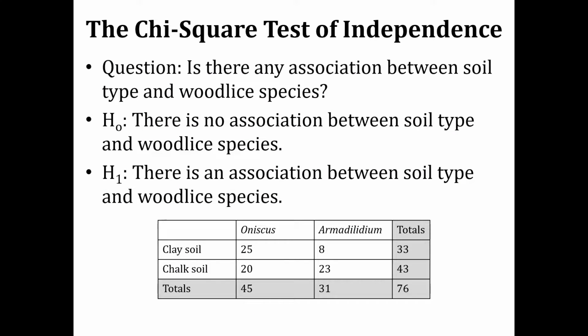Okay, and now coming back to our example that we were discussing. Our example was that quadrats were placed into 2 woodlands, and then the number of woodlice species were counted. So the question is, is there any association between soil type and the woodlice species? The null hypothesis that we stated is that there is no association between soil type and woodlice species. And the alternate hypothesis is that there is an association between soil type and woodlice species. These observations are presented in a contingency table.